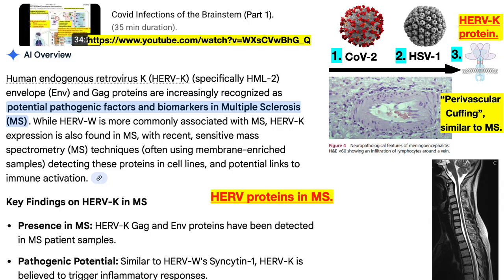Key finding on HERV-K in MS. Presence in MS: HERV-K GAG and envelope proteins have been detected in MS patient samples. Pathogenic potential: similar to HERV-W's syncytin-1, HERV-K is believed to trigger inflammatory responses.